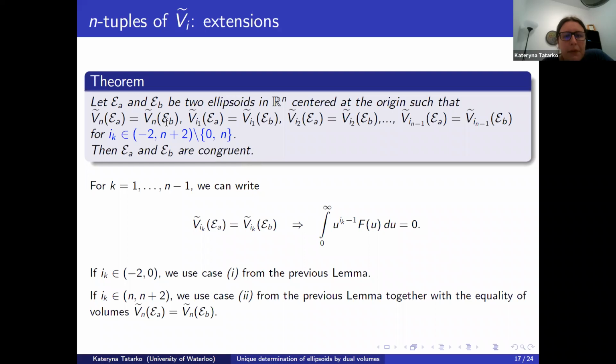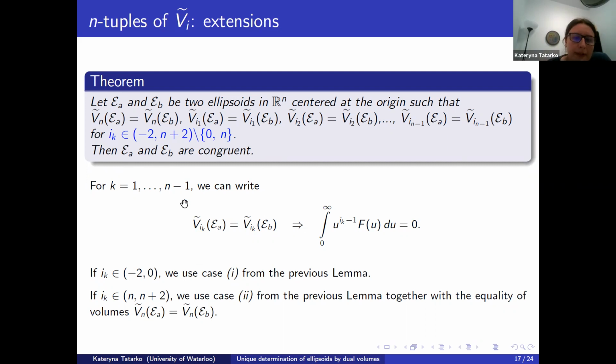So if we have two ellipsoids centered at the origin such that their volumes are the same, but for the remaining n-1 conditions, I can take dual volumes of any order, when their orders come from this larger set of indices. The only difference here is that I require that their volumes are the same. Then I can answer that yes, indeed, in this case, again, the two ellipsoids will be the same. So I just want to give a quick explanation of why we need to require this equality of volumes in this case.